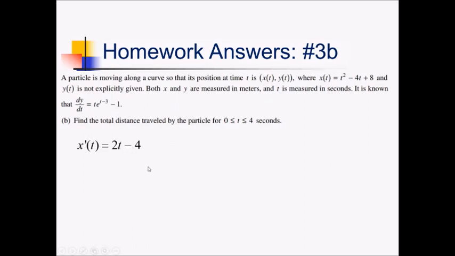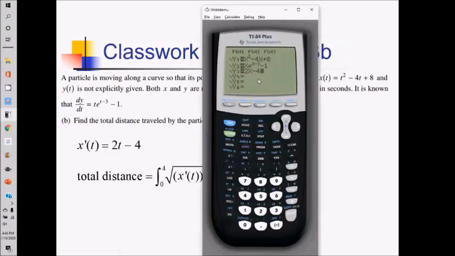So now let's set up our total distance formula. I need an integral from 0 to 4 of essentially the speed. So square root of x prime of t squared plus y prime of t squared, all of that with a dt. Let's do that on the calculator now. And to make my life maybe a little bit easier, I'm not really sure at this point, I'm going to put my x prime as my y3 here.